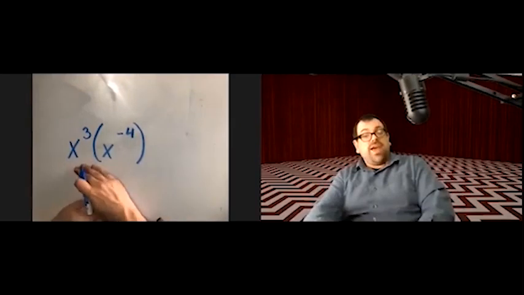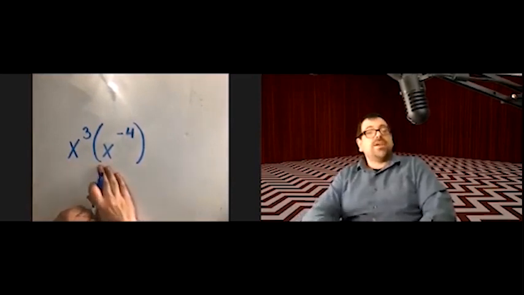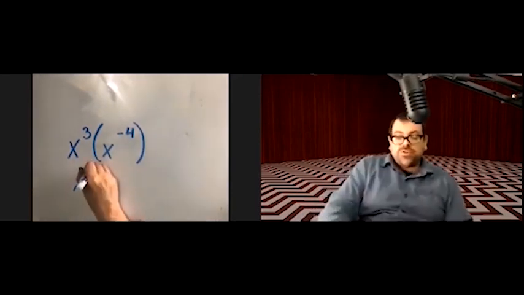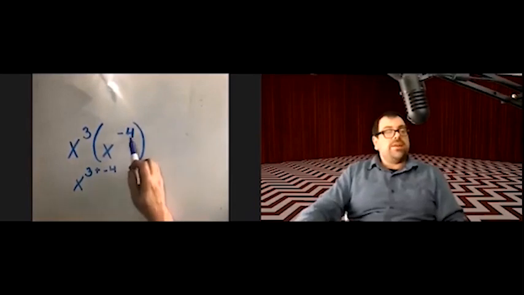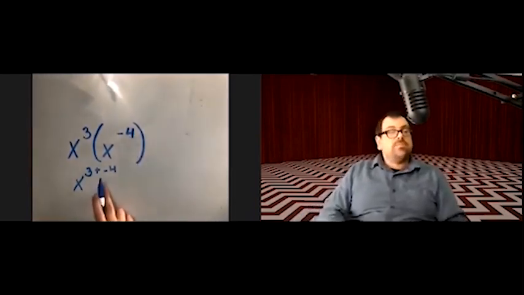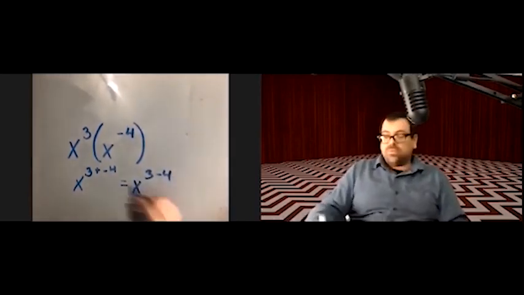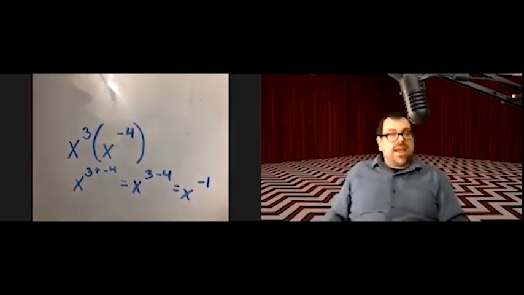Here we have x cubed times x to the negative 4th. We are multiplying two things together. They have the same base, so we add the exponents, and the exponents are 3 and negative 4. So we add 3 plus negative 4. That's the same as x to the 3 minus 4. If you need that step, that's fine. 3 minus 4 is negative 1.